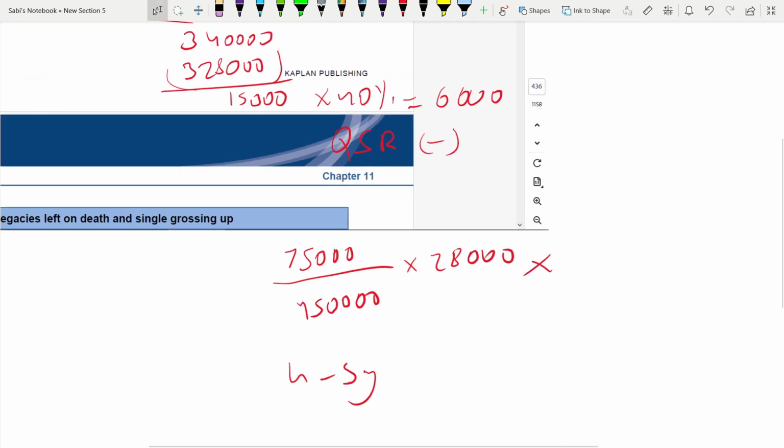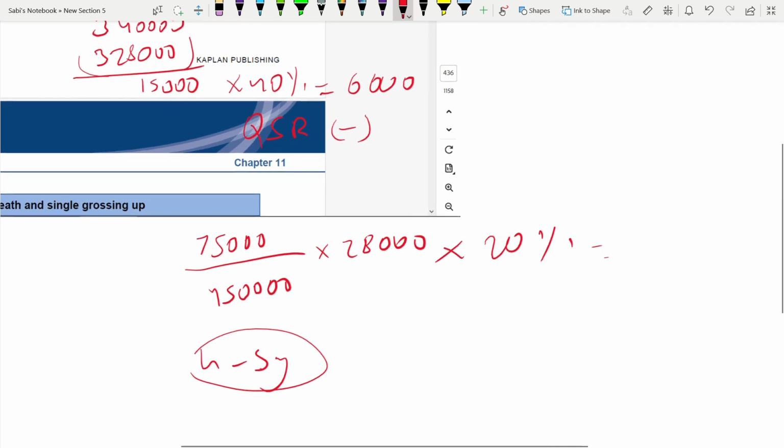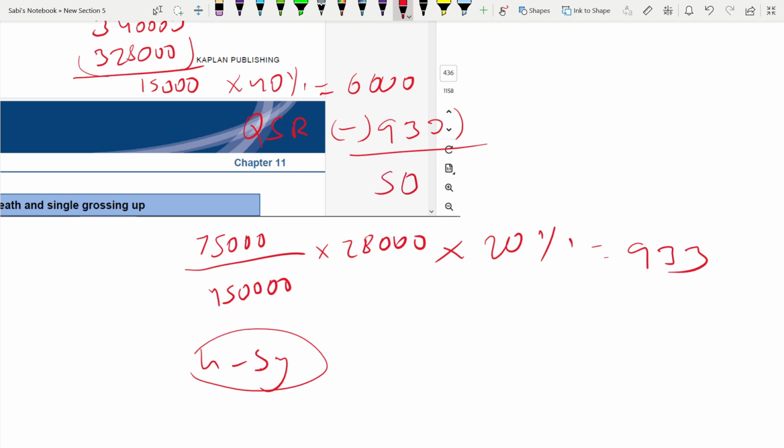So the lowest percentage, 20%. In case you forget, remember, if it's 4 to 5 years, it is the lowest percentage. Lowest is 20%, not 0. So the quick succession relief is 933. If you deduct this from the inheritance tax of 6,000, you get 5,067. So this is the IHT payable on Reem's estate.